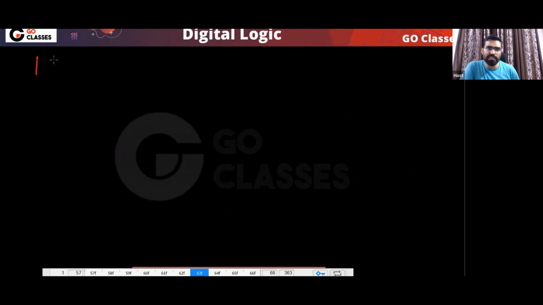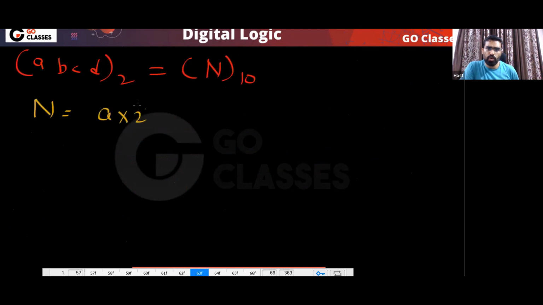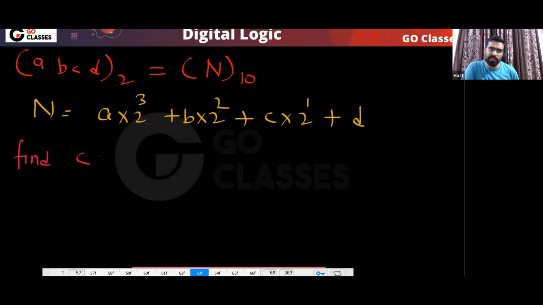Now tell me how to find c. This is what I want to ask. You have a, b, c, d in the number system, and this is the decimal. Then you already know that n is equal to a into 2 power 3 plus b into 2 power 2 plus c into 2 power 1 plus d. So how to find c? If you want to find c, then what will you do?